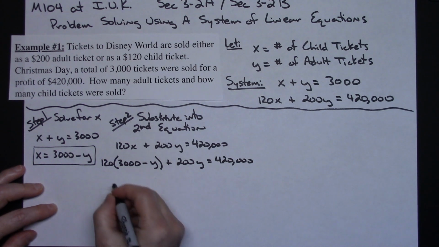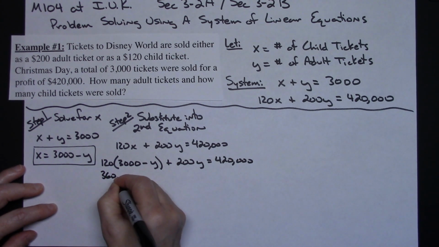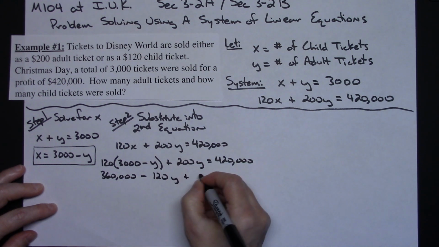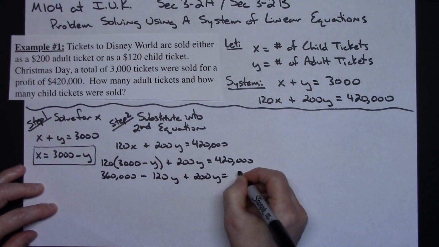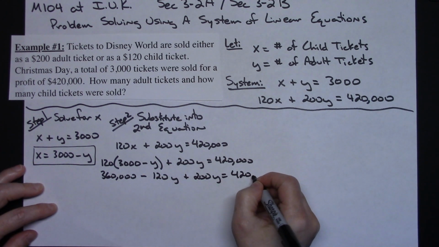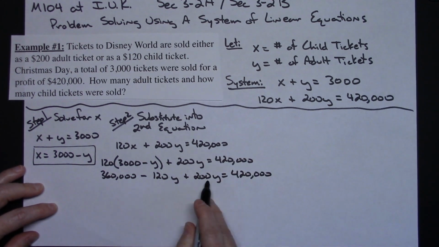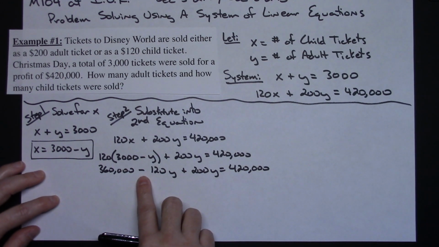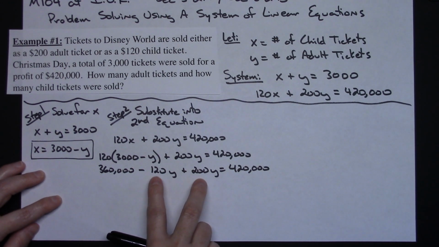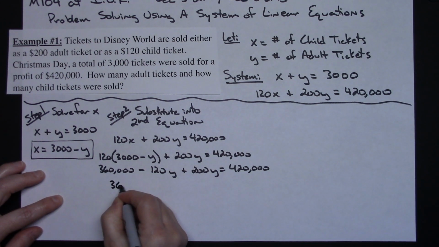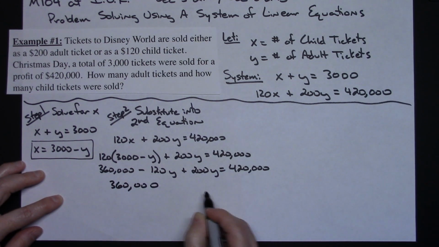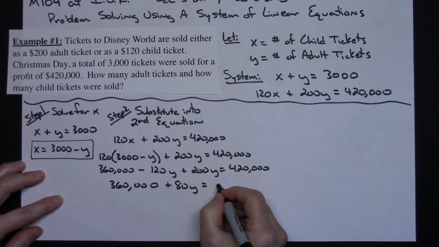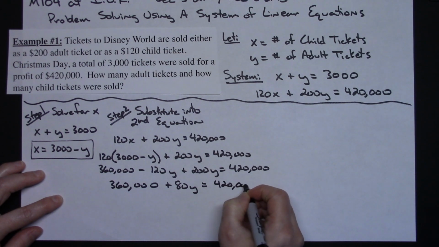A little distributive property here is going to give me 360,000, minus the 120y, plus the 200y equals 420,000. I've got some like terms here. I would say the number one mistake here is people miss this negative sign right in front. So really you've got to subtract this. You're going to have 360,000, and subtracting that there, you're going to get a plus 80y is equal to that 420,000.